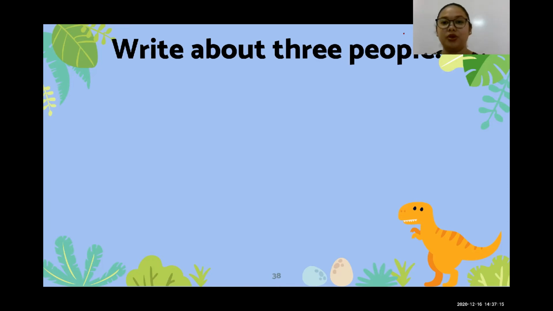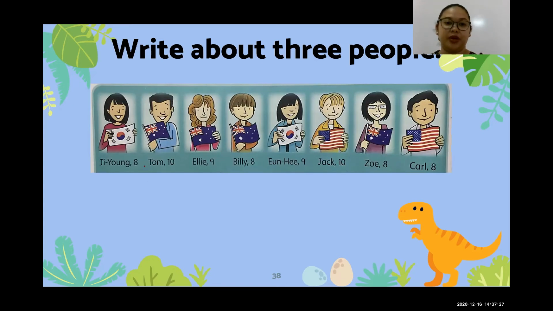This time, what we will do is we will write about 3 people. Okay? So let's look at the pictures. Here we have again Jiyoung, 8, Tom, 10, Ellie, 9. Jiyoung, 8. She's from South Korea. Tom is 10. He's from Australia. Ellie is 9. She's from Australia.